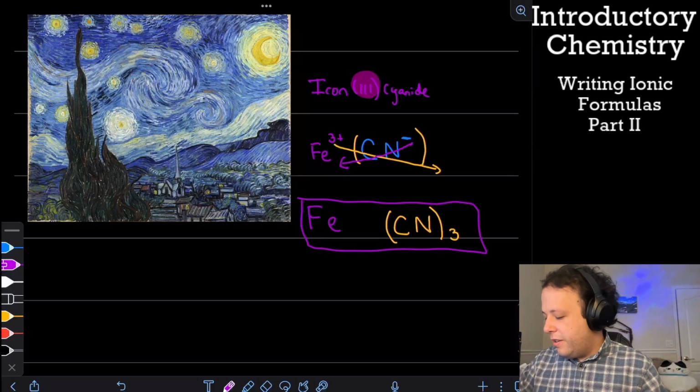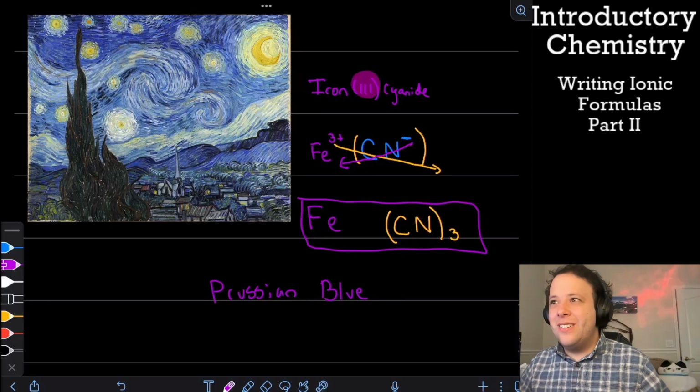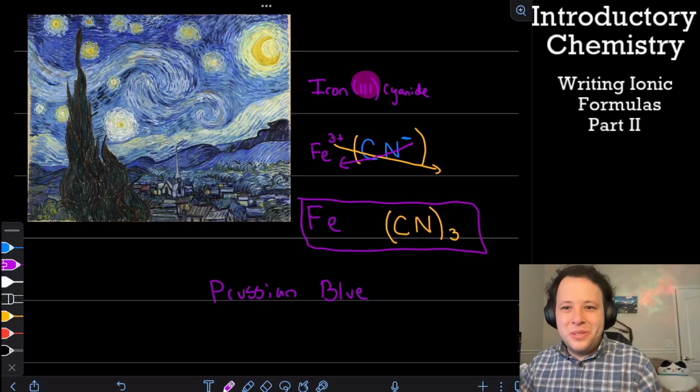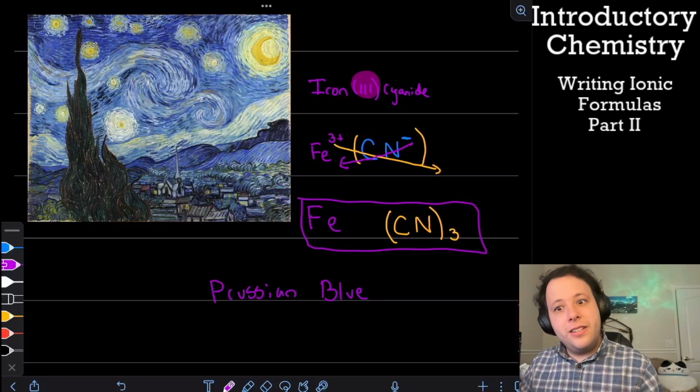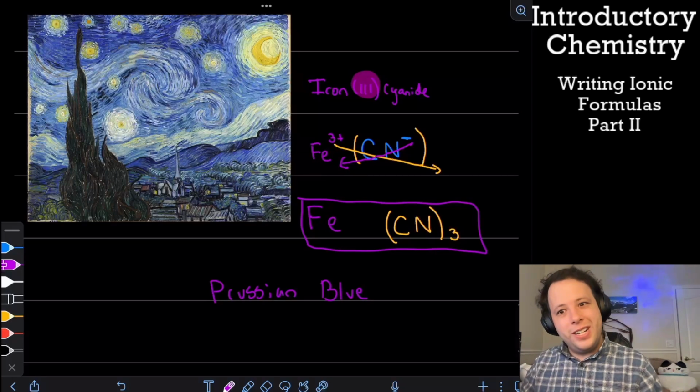This is the color for Prussian blue. This is what really gives it that blue color that we see here in the Starry Night painting. So I hope this video helped a little bit in how to use polyatomics and how to make sure you are balancing them correctly when you're writing your ionic formulas.